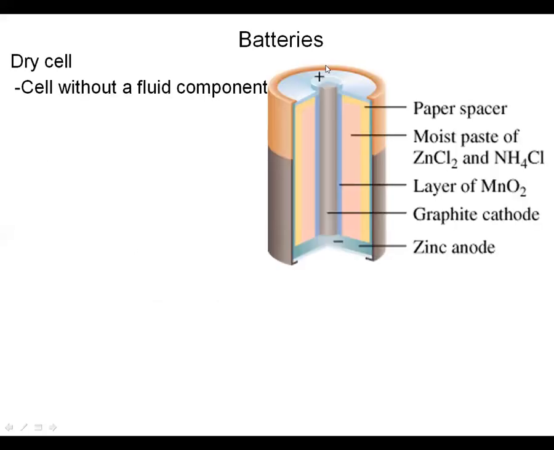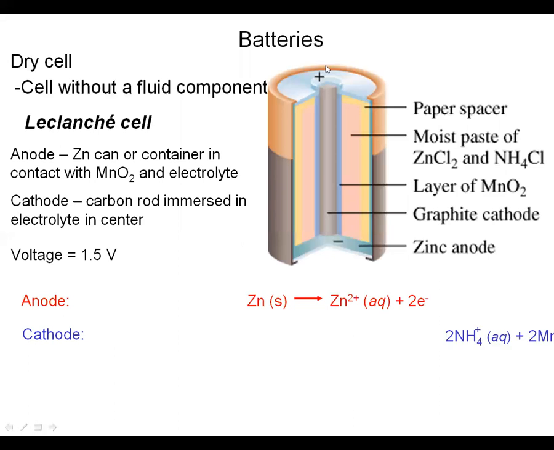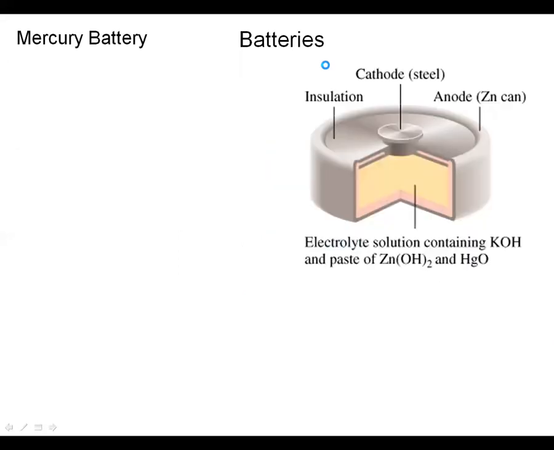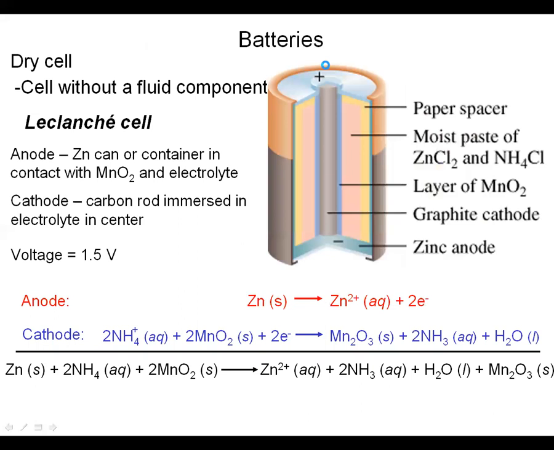So let's take a look at some different types of batteries. Again, you're not going to be required to know these half reactions for batteries, or any of those types of things. So this is a battery here, perhaps a Duracell. It's not labeled there, but it's a dry cell. In this type of cell, we have an anode, which is the zinc can in contact with an electrolyte solution in the middle, and the cathode is the carbon rod immersed inside the center there.